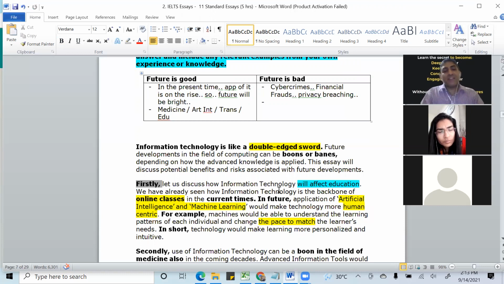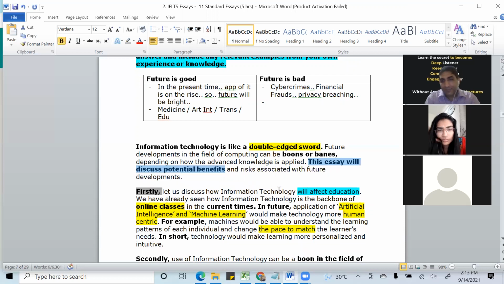अब यहाँ पे उसने अपना साइड बताया. This essay will discuss potential benefits and risks. अभी भी उसने एक साइड नहीं ली, बोल रहा है पोटेंशियल बेनिफिट्स और रिस्क दोनों बताऊंगा. लेकिन again, look at this, it is again a very good phrase, isn't it? कोई एडवांटेज डिसएडवांटेज वाला ऐसे है और उसमें आप न्यूट्रल रहना चाहते हो, तो you can use this phrase.